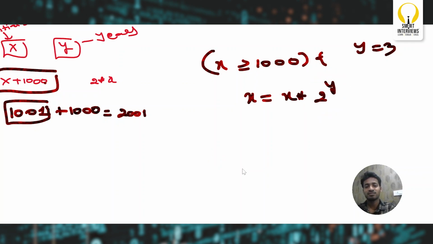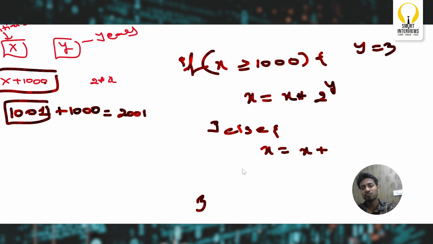Now you'll make this choice if x is greater than or equal to 1000. If this is not the case, what is the other choice that you have? When x is less than or equal to 1000, in the very first year, we should go for adding it.